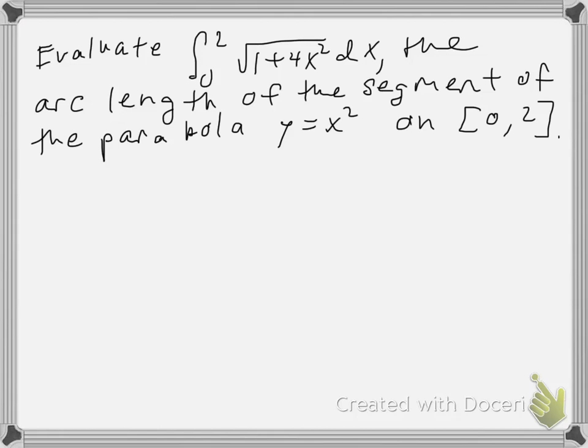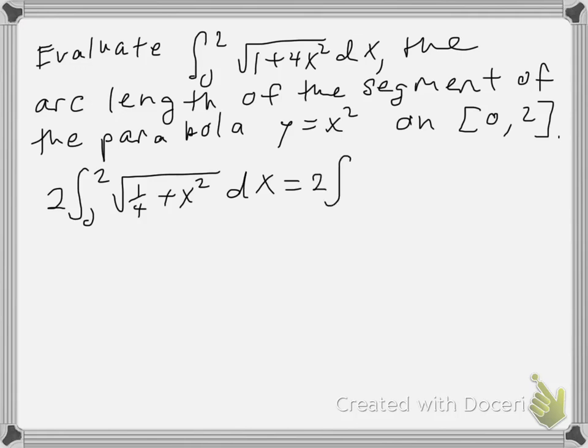I'm going to take the original integral and I'm going to write it this way. I'm going to say this is equal to 2 times the integral between 0 and 2 of the square root of 1/4 plus x squared dx. That's just by taking out a factor of 4 from the square root, which is the same as saying 2 times the integral between 0 and 2 of the square root of 1/2 squared plus x squared dx.